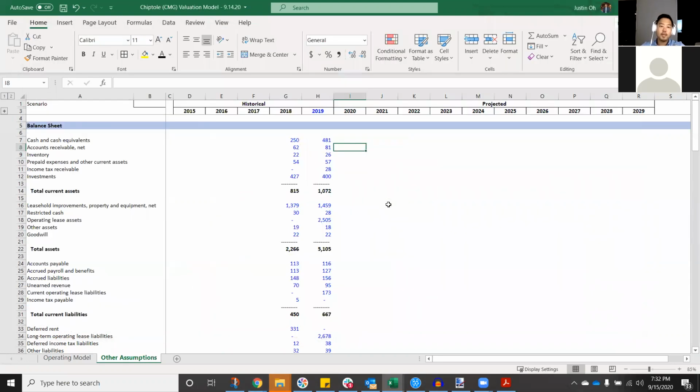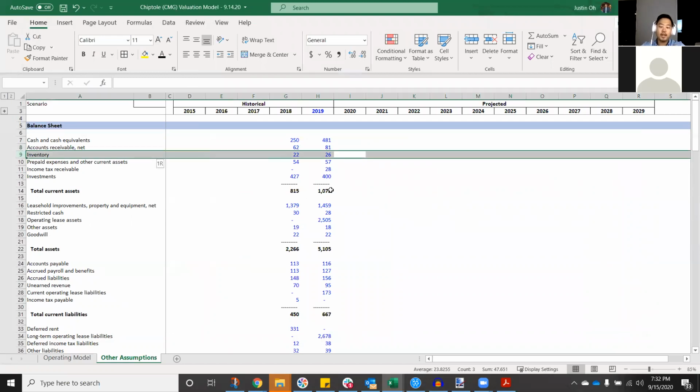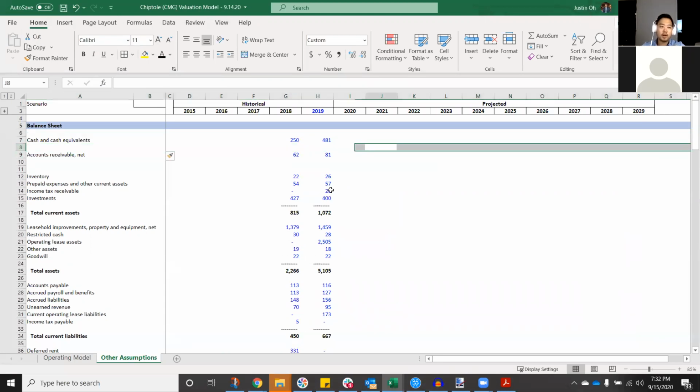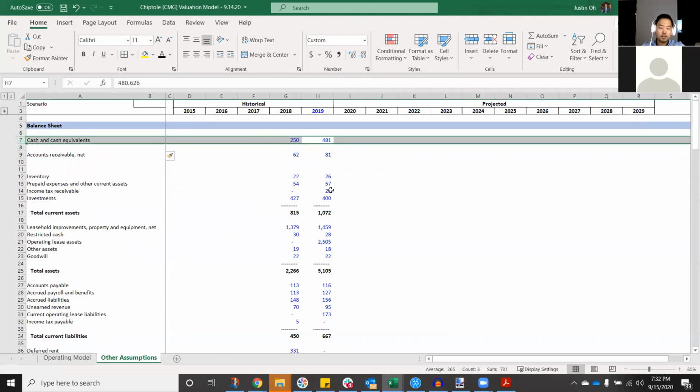If I'm guessing, Chipotle has a very, very short days sales outstanding, because all their sales are in person and all I have to wait for is a credit card transaction to go through. So cash is just a plug on all these models, so you want to delete that.